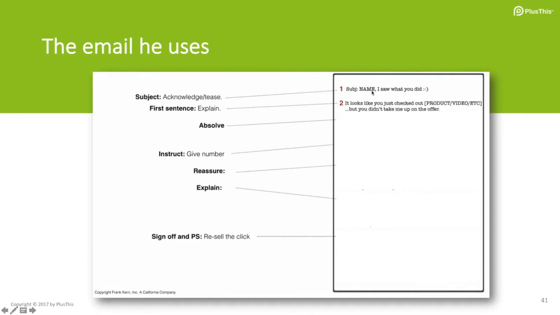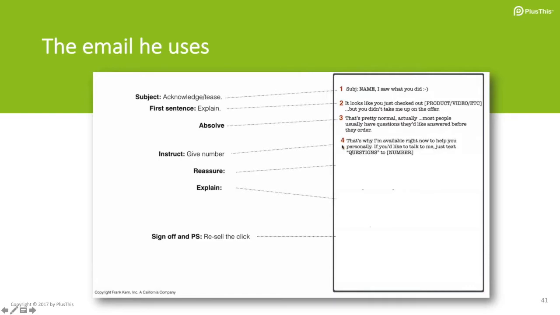But when you do something like this, you definitely have to explain yourself in the first sentence of your actual email. So he does that right here in the explanation point, where he says, "It looks like you just checked out product, video, etc., but you didn't take me up on the offer." That's actually pretty normal. So he's going to absolve that, and he doesn't want you to take it the wrong way. So he says, "That's pretty normal actually. Most people usually have questions they'd like answered before they order."